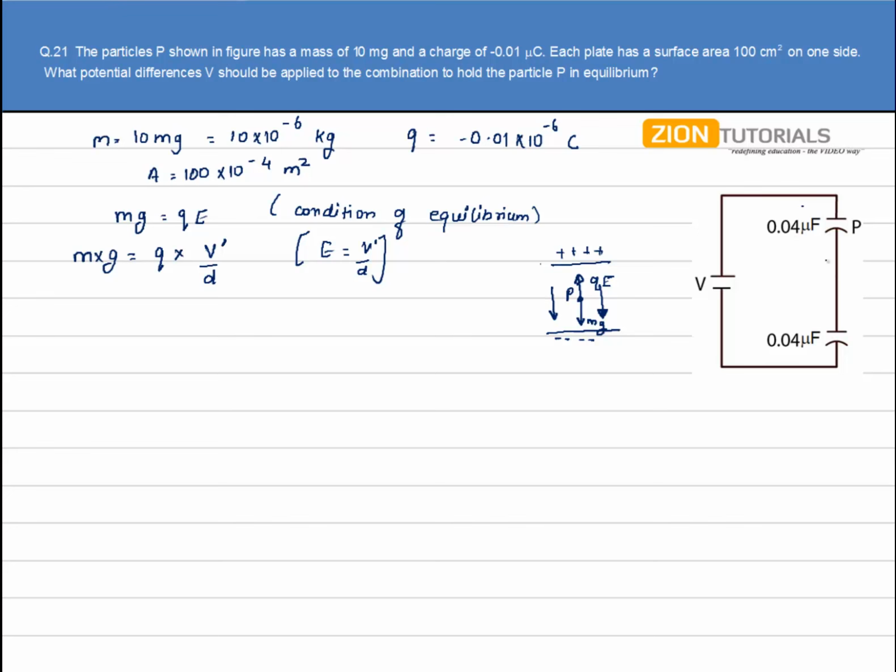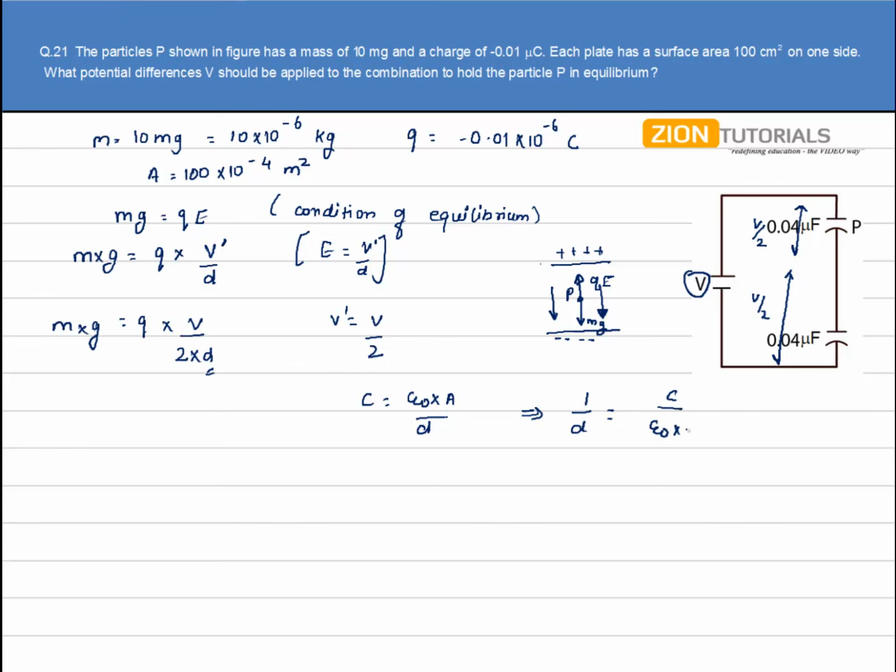So obviously there are two capacitors, so this potential V will be equally divided between these two capacitors, that is the potential drop will be V by 2 and V by 2. So V dash will be equal to V by 2. So we have Q into V by 2 into D is equal to mg as usual. Now to calculate the value of D, we'll use the formula capacitance is equal to epsilon naught into A divided by D. So the value of 1 by D is written as C divided by epsilon naught into A.